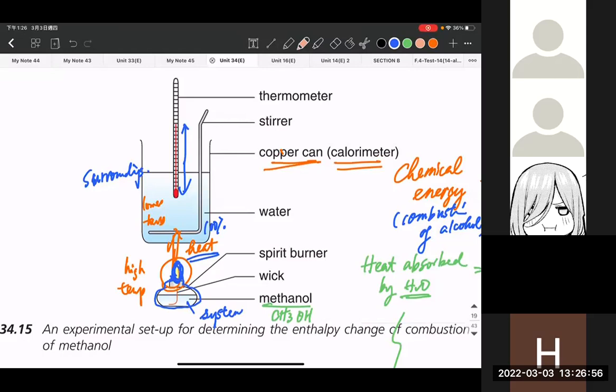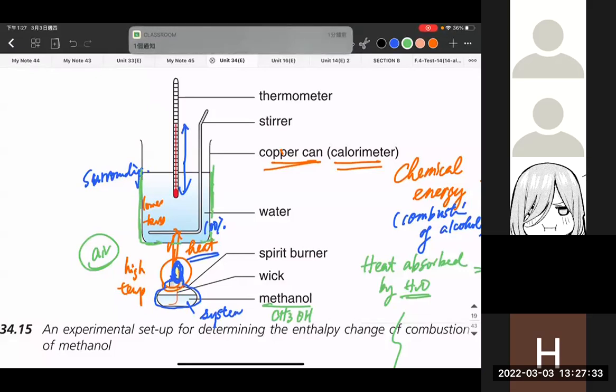The air next to the burner. Yeah, air will absorb heat, right? Air also absorbs heat. What else would also absorb heat? You are not taking it into consideration while you do the calculations. The air absorbs heat. What else? Copper can. Yes, the copper can also absorb heat, right? Even though it's a metal with a relatively low specific heat capacity, it still absorbs heat. Okay, the copper container, the calorimeter, also absorbs heat. What else?